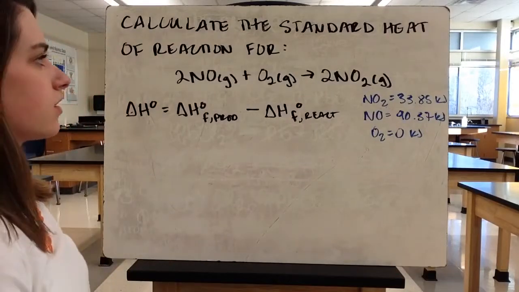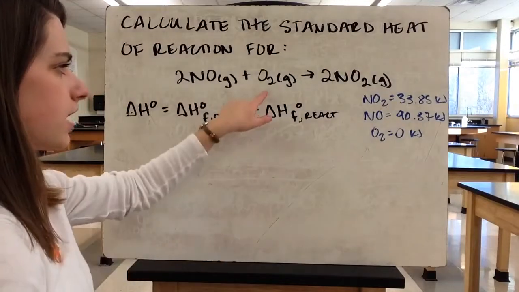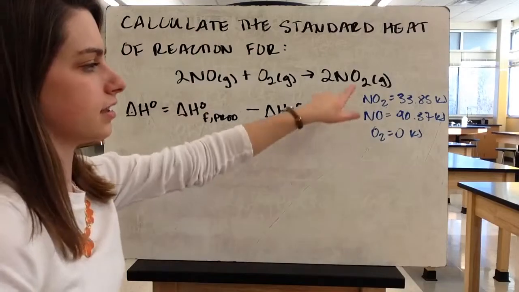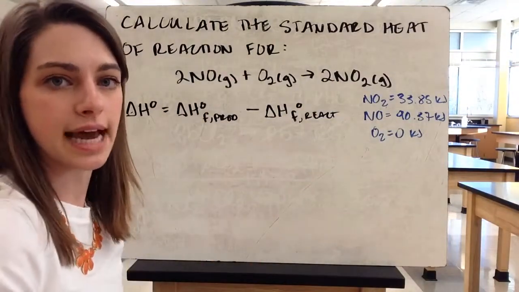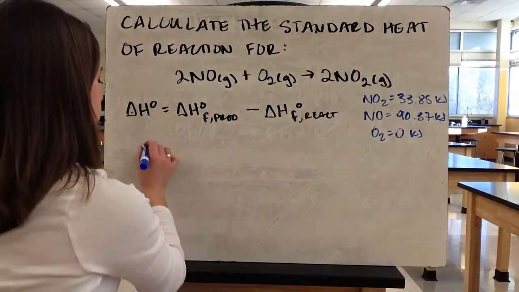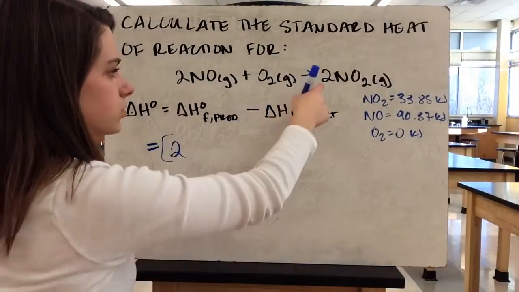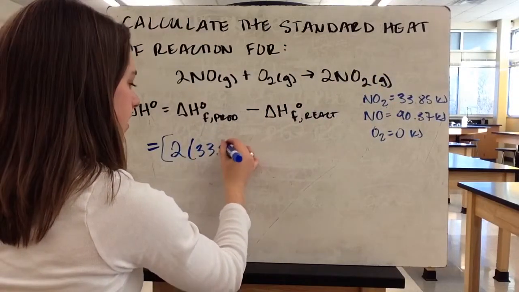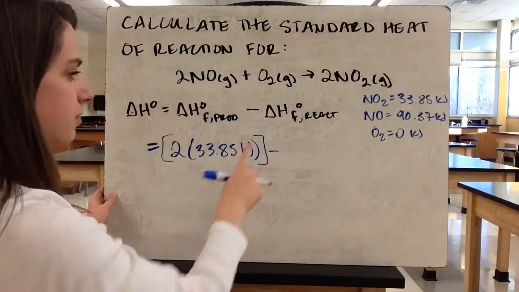So example 3 says calculate the standard heat of reaction for 2 nitrogen monoxides reacting with oxygen gas to form 2 nitrogen dioxides. So same thing, here are your values. Your equation is always products minus reactants. Let's see what we get. Okay, so my products, I only have one product, and it has a coefficient of 2 in front of it, so I'm going to do 2 times the value for NO2, which is 33.85 kilojoules. And then I'm going to subtract from that my reactants.